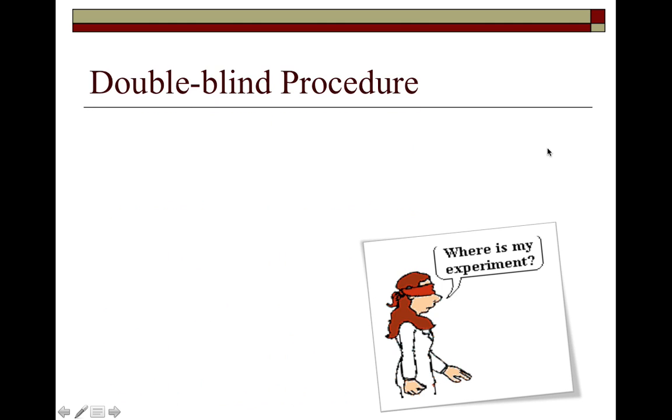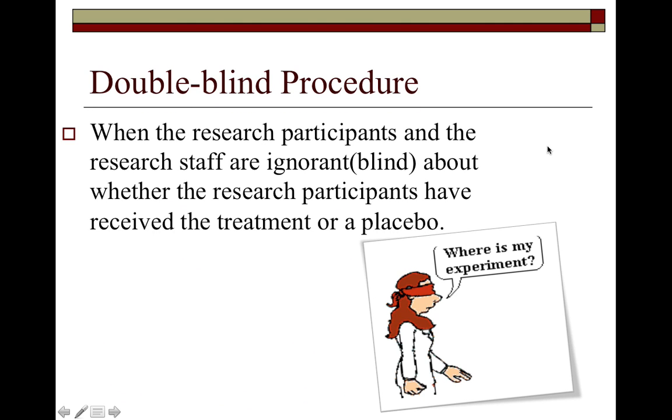Another way is what's called the double-blind procedure. That's when the research participants and the research staff are both ignorant about whether research participants have received a treatment or have received the placebo.